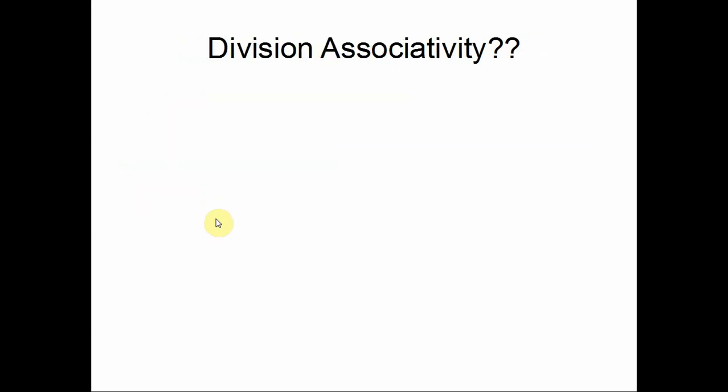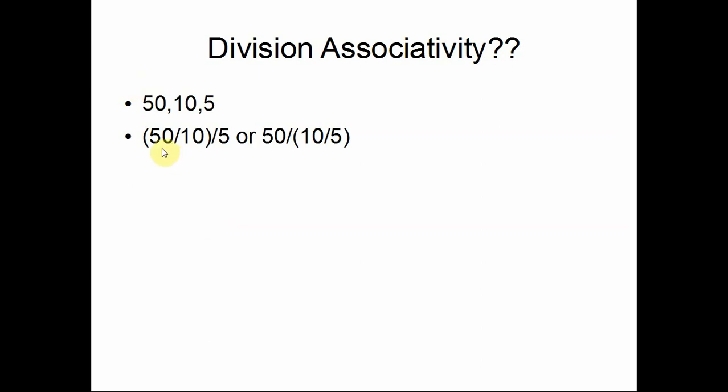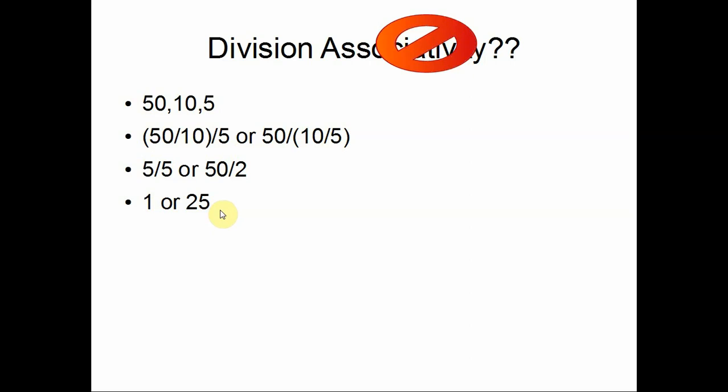Now let's have a look at associativity with division. We use three numbers, 50, 10, and 5. So we could either group the first two or the last two. Let's simplify. So 50 divided by 10 is a 5, divided by 5, is 1, or 50 divided by 10 divided by 5 is a 2, so 50 by 2. And you can see here also the results differ. So this also leads us to conclude that associativity doesn't work for division as well.